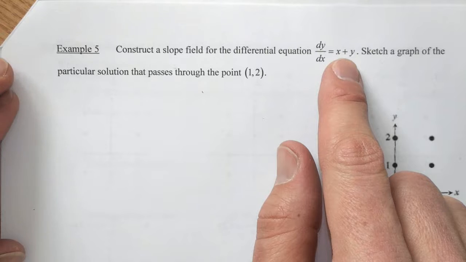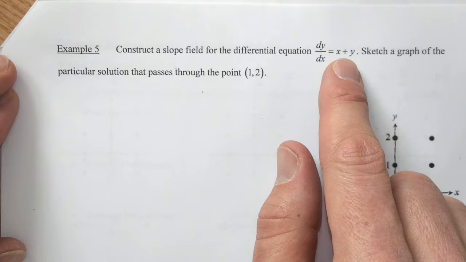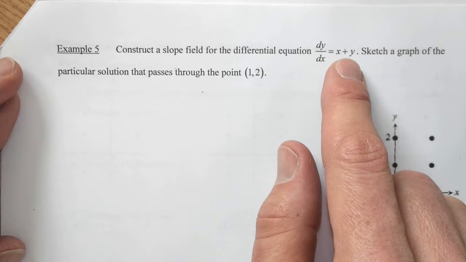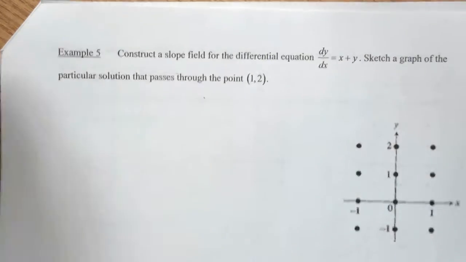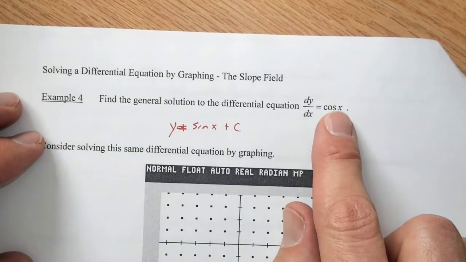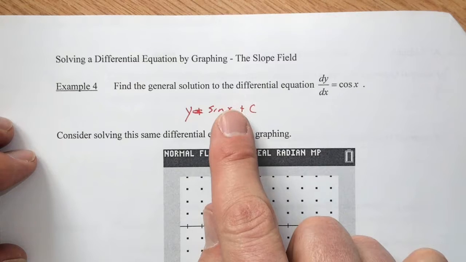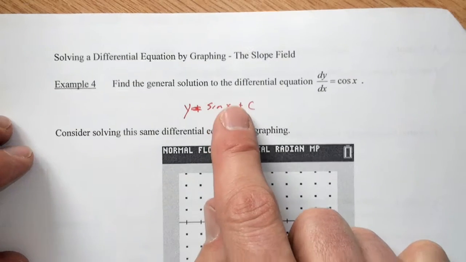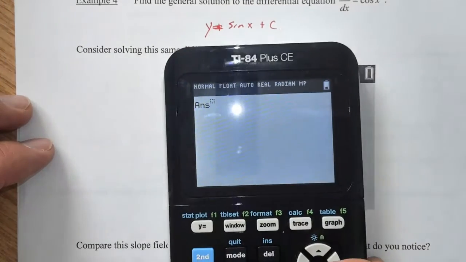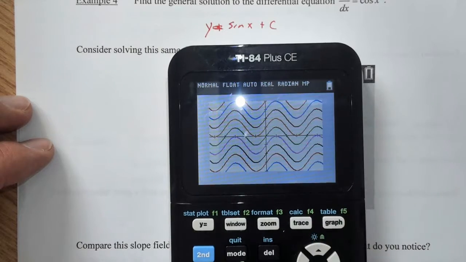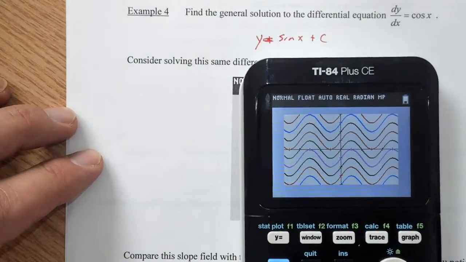dy/dx equals x plus y. We're going to get to this example in a moment, but this is not something that we can easily antiderive. Cosine of x was an easy antiderivative. It was equal to the sine of x plus c, so this is our solution, and this is the picture. Oops, my bad. Hold on a sec. Let me go back to the graph. This is the picture of our solution.